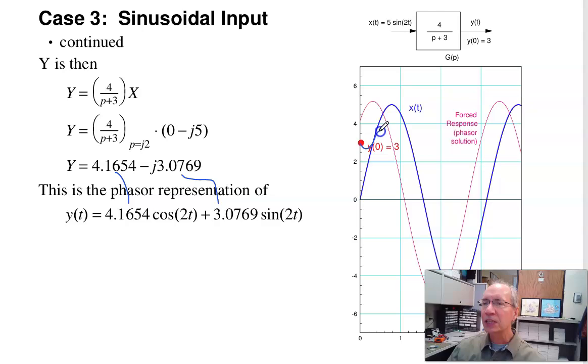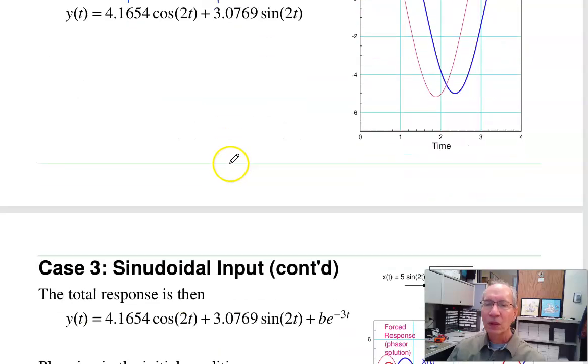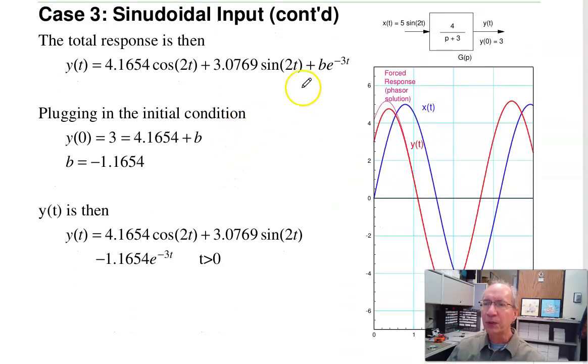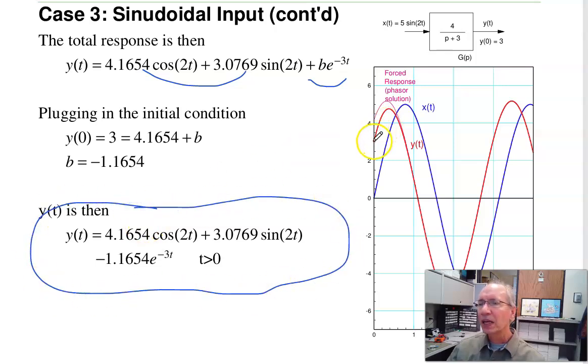The transient response is how do I go from here to there. The transient response from before is in the form of b e to the minus 3t. The total response then is forced response plus natural response. To find b, plug in the initial condition. If the initial condition at 0 was 3, solve for b, and I get b is minus 1.16. So here's the total response, and here's what it looks like. I start from 3, and I converge to the steady state solution as minus 1.16 e to the minus 3t.